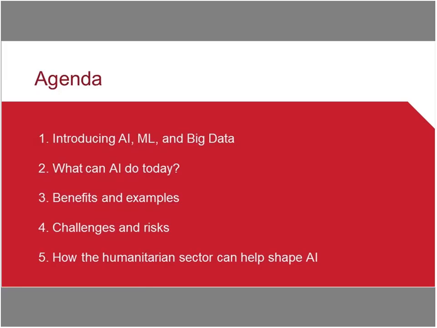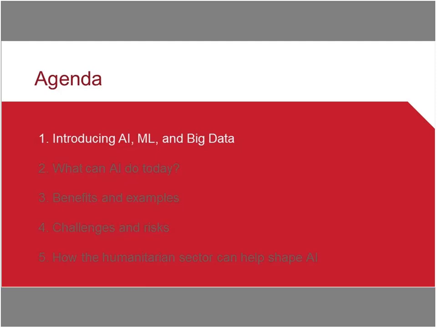Okay, great. So as Leila mentioned, these are going to be the major things on our agenda today. I'm going to talk a little bit about these terms of artificial intelligence, machine learning, and big data, and help to put those and their relationship to each other in a little bit of context. We're going to talk about what AI can do today and the things that are happening right now, some benefits of using AI, as well as some examples of how it's being used in my sector, the development sector in particular. We're going to spend a little bit of time on challenges and risks, and then what we all in this community can do to help shape the trajectory of AI going forward.